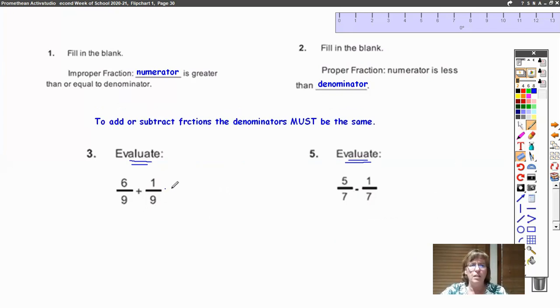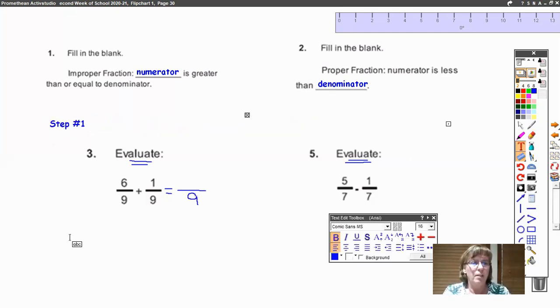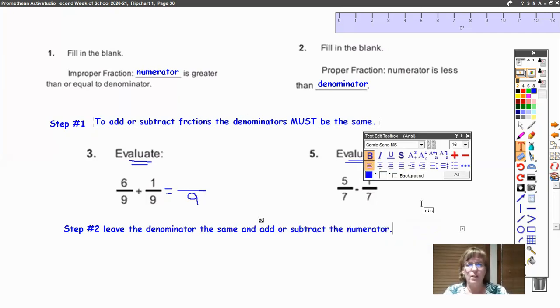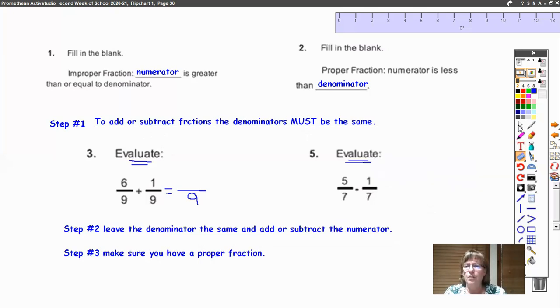Now these are the same, so here's what you do. Once the denominators are the same, you just leave the denominator the same, and then you add or subtract like normal. Okay, so let's just go ahead and write this. This was step number 1. And then step number 2, you just leave the denominator the same and add or subtract the numerator. Okay, and then let's just do a step number 3 just in case. Step number 3, make sure you have a proper fraction. Okay, so they don't want your answer to be improper. So those are the 3 steps.